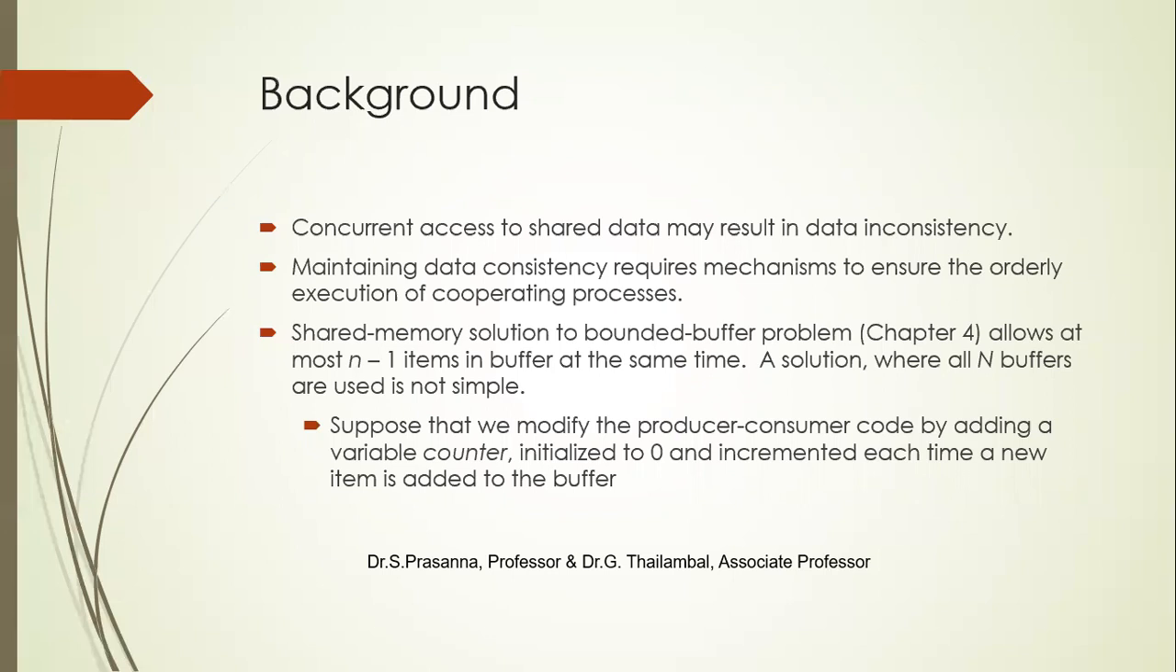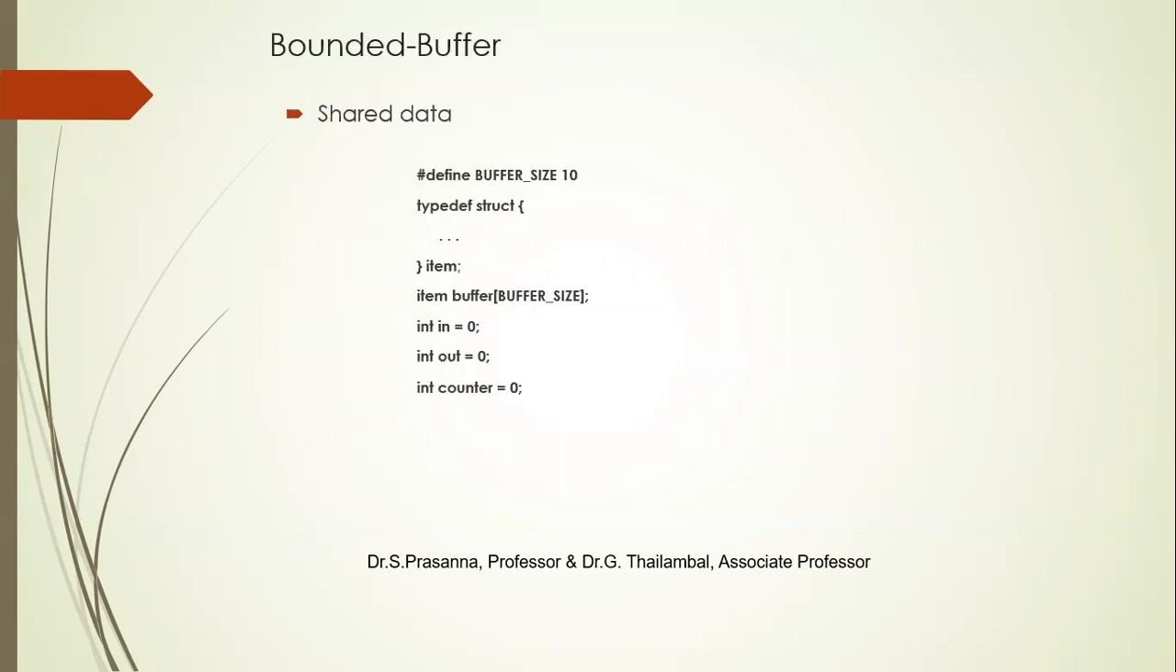The shared memory solution to the bounded buffer problem allows at most n-1 items in the buffer at the same time. In this pseudocode of the producer-consumer bounded buffer problem, you can see that we are defining the buffer size as a constant, 10, and the items will be stored up to the buffer size. Therefore, only 10 items can be stored in the bounded buffer.